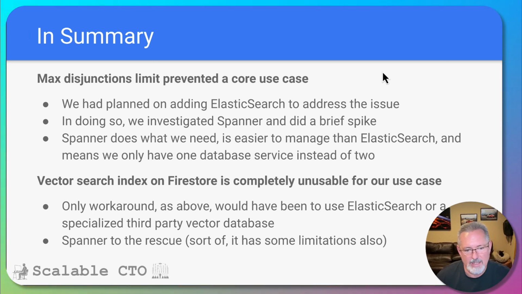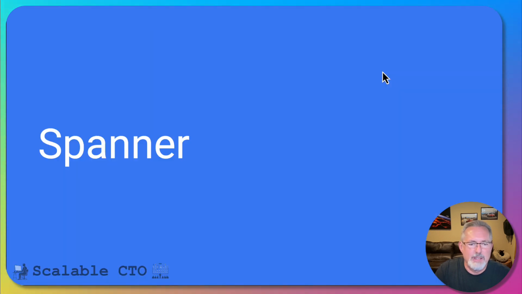So we would have had to, again, go out to a third party. We'd have had to use Elasticsearch or a true vector database to do the indexing, to do the vector searching, which wouldn't have been great. So Spanner to the rescue, sort of. And I'll talk about this sort of. So let's talk about Spanner.